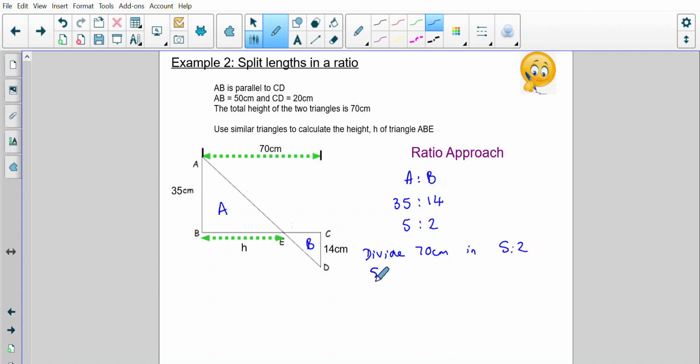So 5 plus 2 is equal to 7. So 70 divided by 7 is 10. So I can see that h is my longer length, so h is going to equal 5 times 10, which is equal to 50 centimetres.